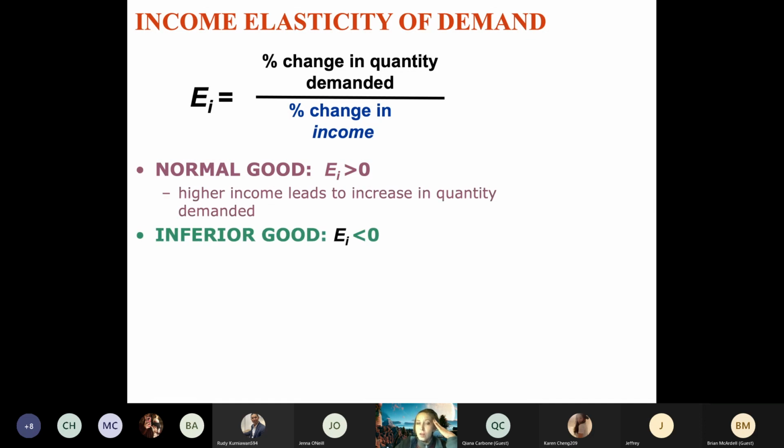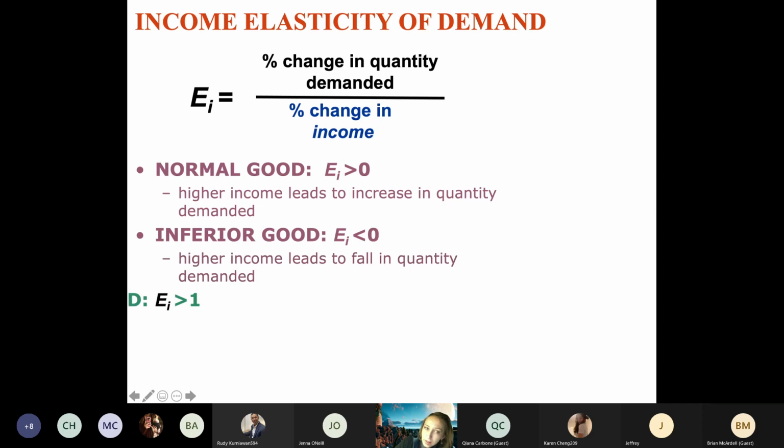Whereas for certain rare goods like ramen noodles and some used clothing, your income goes up by 20%, and your consumption of those goods will decrease. Those are called inferior goods. So these are the real definitions of normal goods and inferior goods. They're goods for which income elasticity is either positive or negative.